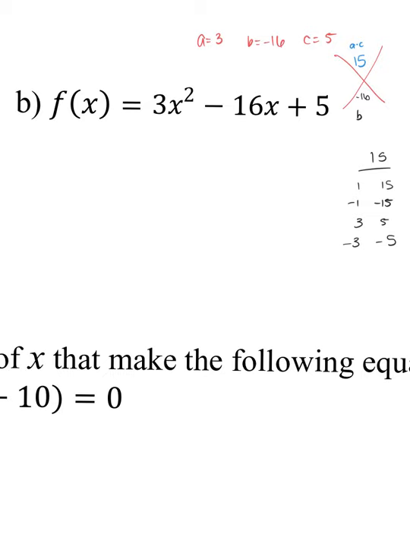all right? So now we're going to follow the same step like we did in the last problem, and we need to find which factor pair adds up to give me B, which is negative 16, okay?